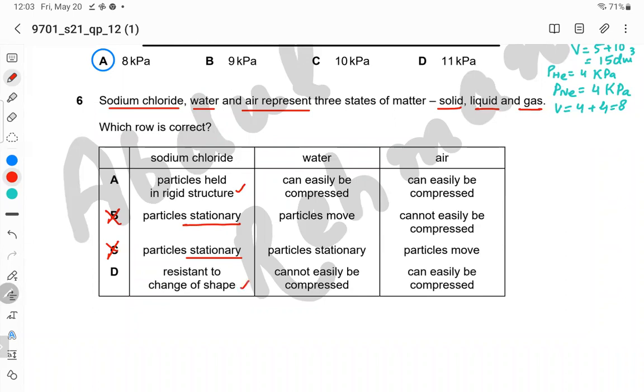Now, if you look at the second statement for water, can easily be compressed. Wrong. It's not a gas, it's a liquid, and liquids are not easily compressed. Cannot easily be compressed, so it's correct. So we have concluded from the second row that A is wrong and we are left with D. So D is the correct answer. Is it clear to everyone?